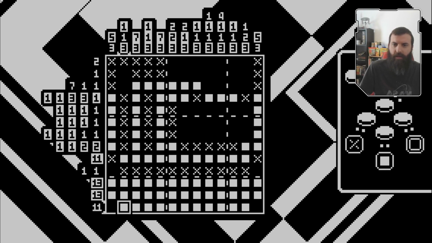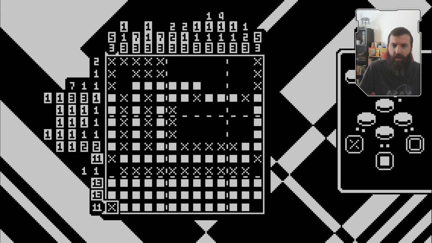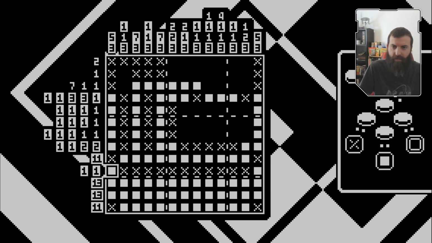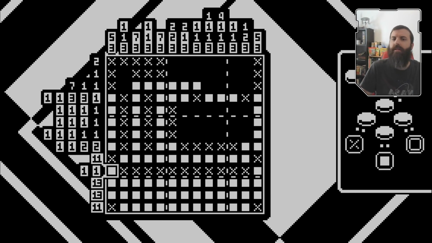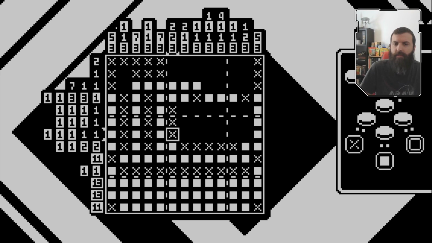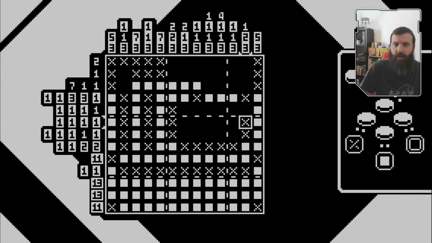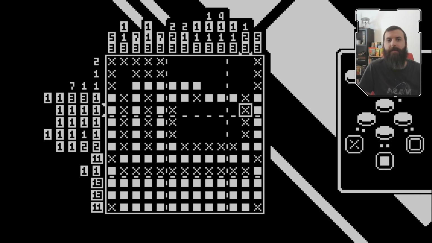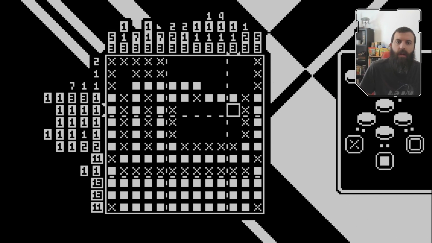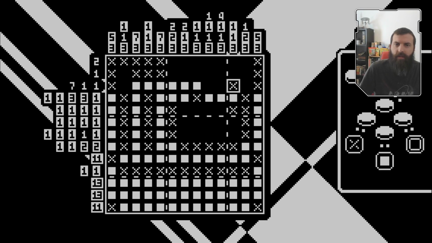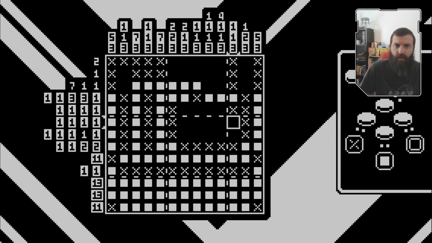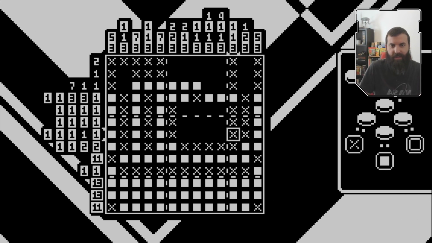X this out, and that gives us our 3 there, which means that we know that we have to X those out to complete our 11, which means that we know that we have to fill these in to complete our 1s. Beautiful. We know that this is a 1, and we know that that's a 1, and we know that that's a 1, so we can X all of that out. We know that this is a 1, and we've completed this column, so we can go ahead and close that out.